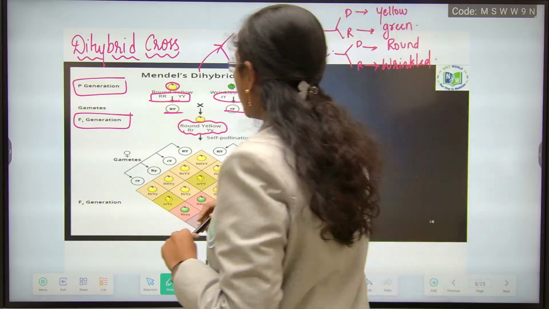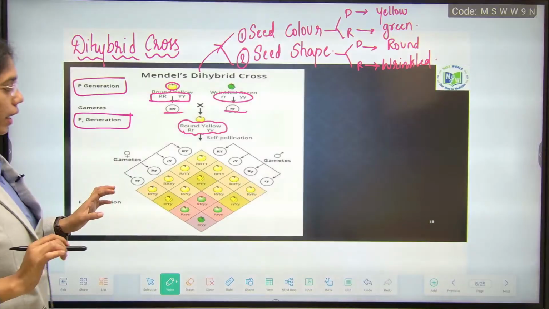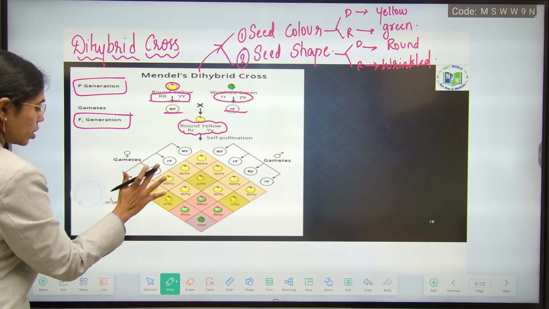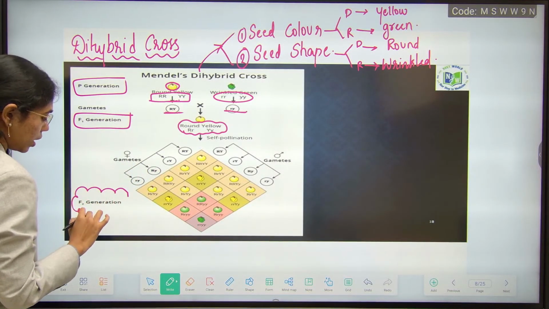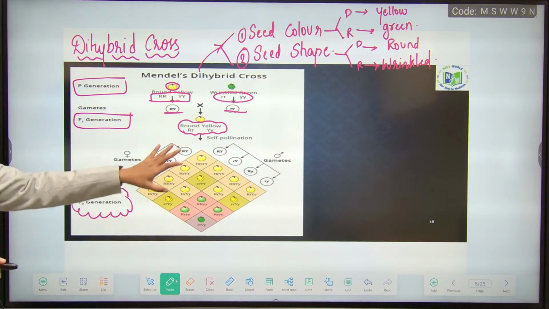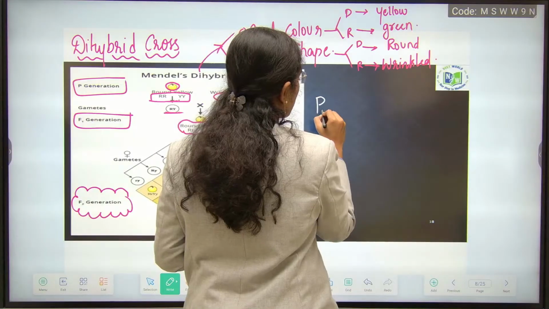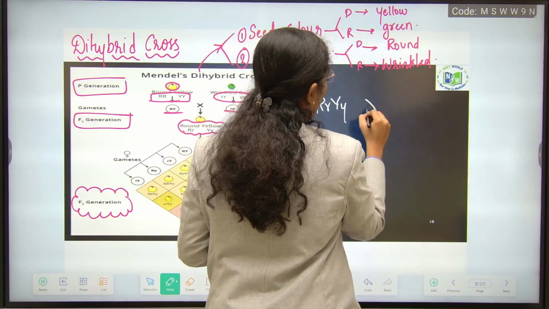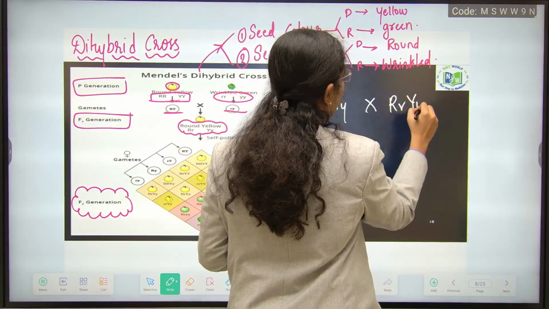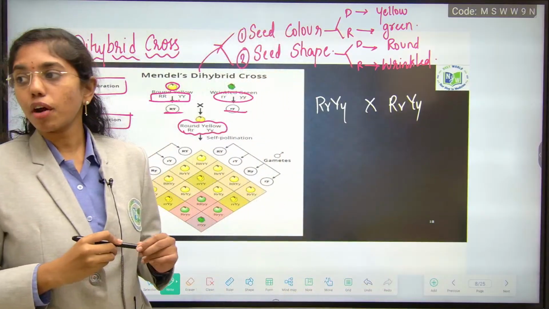Okay, so here round and yellow are being taken. In F2 generation, when the F1 generation is selfing, with this genotype, how many gametes are involved here? How to calculate types of gametes?